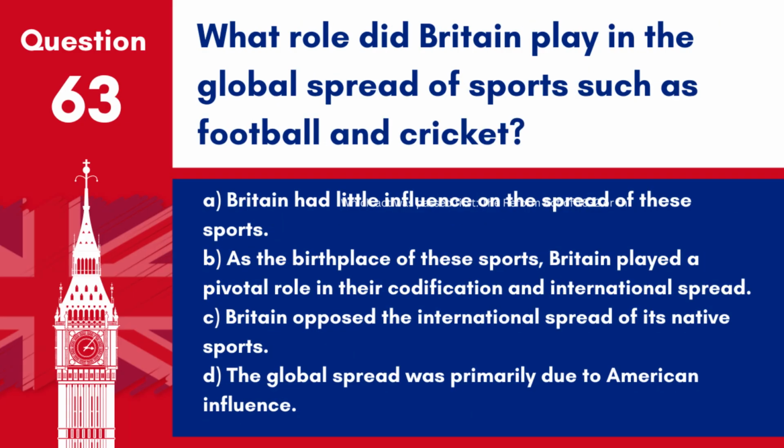Question 63. What role did Britain play in the global spread of sports, such as football and cricket? A. Britain had little influence on the spread of these sports. B. As the birthplace of these sports, Britain played a pivotal role in their codification and international spread. C. Britain opposed the international spread of its native sports. D. The global spread was primarily due to American influence.